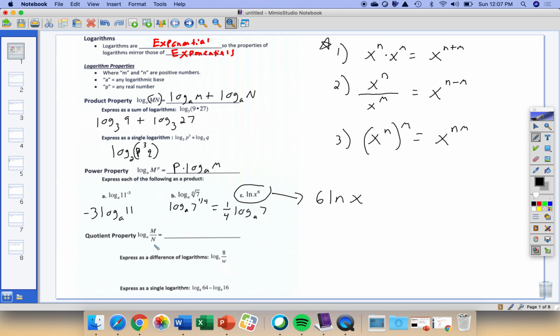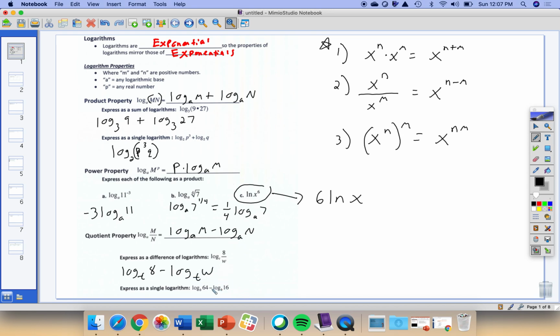And then the last property I have is the quotient property that says if I am dividing inside of my log, I'm allowed to break them up into 2 logs and subtract them. So I have log base A of m minus log base A of n. For example, I can rewrite this log right here, log base t of 8 over w, as log base t of 8 minus log base t of w.